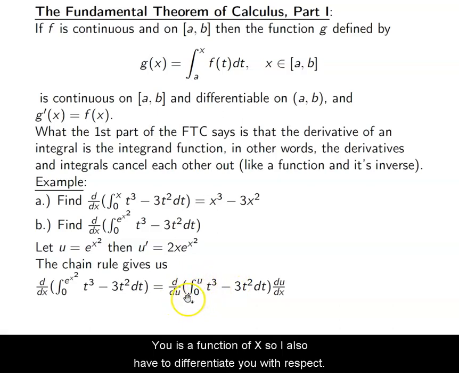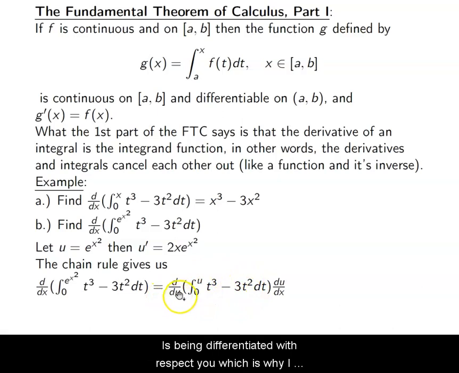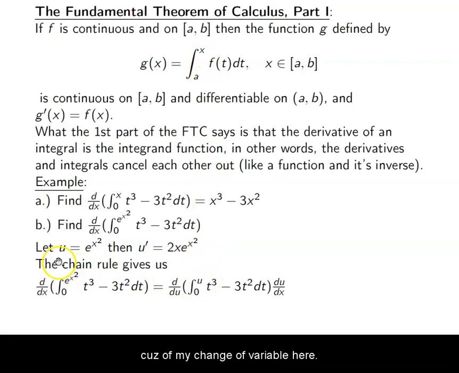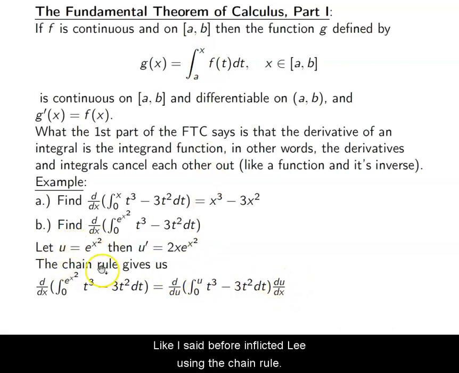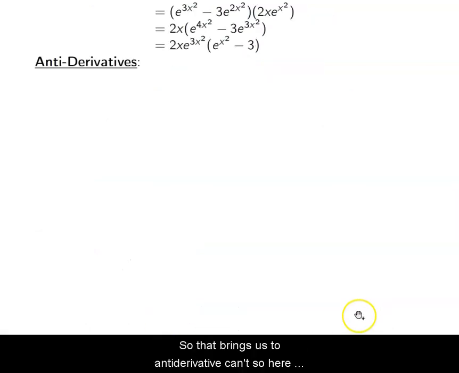Chain rule says u is a function of x, so I also have to differentiate u with respect to x. So this inside function here, this integral, is being differentiated with respect to u, which is why I got it in the form that looks like this. Some lower bound to my variable. In this case, instead of x, I'm using u because of my change of variable here. And then, like we said before, implicitly using the chain rule, I have to differentiate u as well since it's a function of x. And then I can just substitute all my stuff in, and then simplify. So that's what we did here.